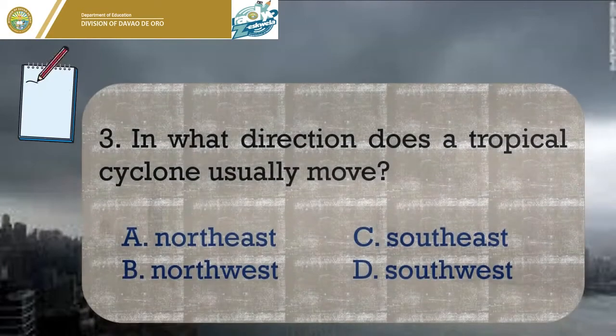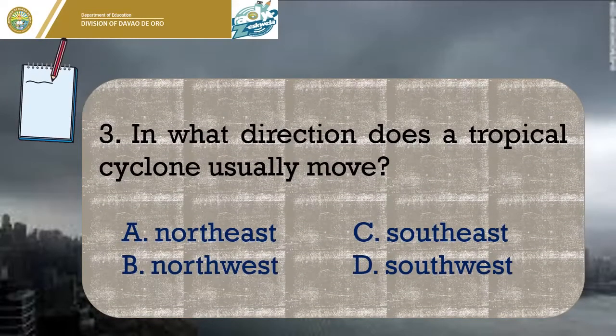Question number 3. In what direction does a tropical cyclone usually move? A. Northeast. B. Northwest. C. Southeast. D. Southwest.